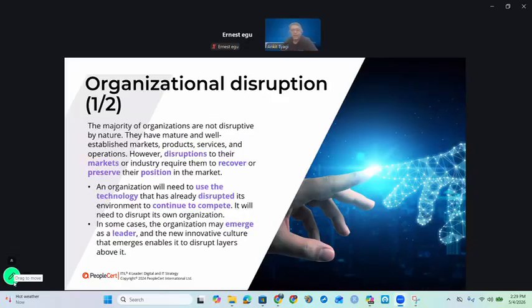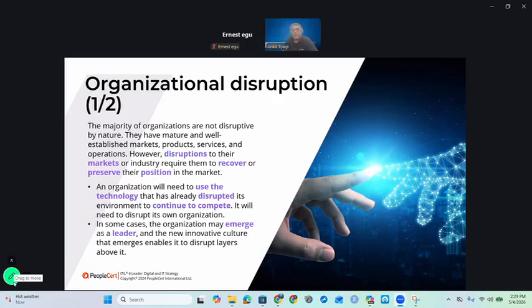And then there is organizational disruption. They say the majority of the organizations are not disruptive by nature. So, like I said, either we respond to a disruption or we are the disruptor. So the majority of organizations are non-disruptive by nature. So, they are more reactive. They have mature, well-established markets, products and services, and operations. However, disruptions to their markets and industry require them to recover or preserve their market position. Well, of course, disruptions to their market or industry can always lead them to change their ways of working as well, change their ways of using the technology as well.